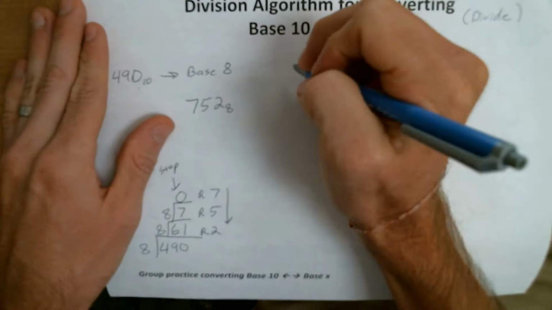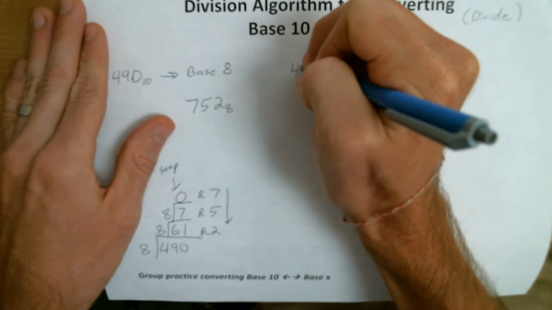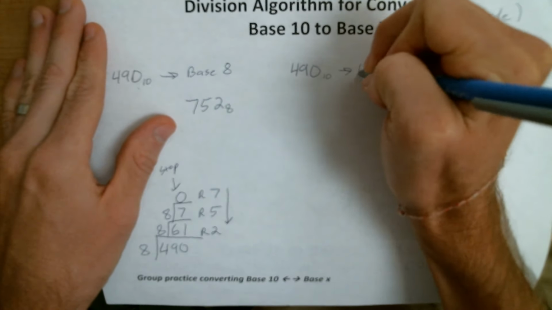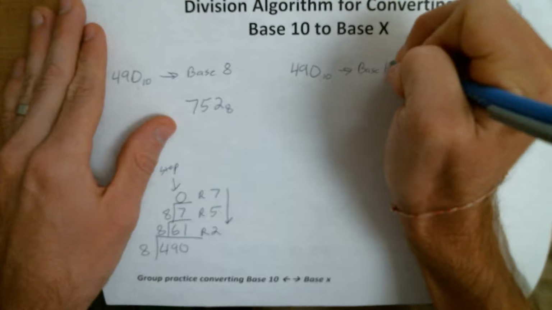Okay. So let's do another one. Let's go 490 base 10 into base 16.